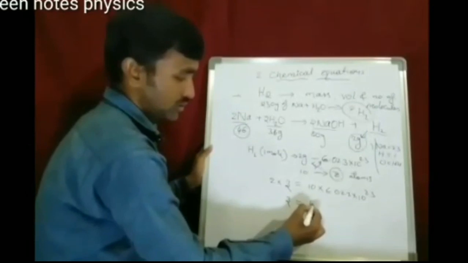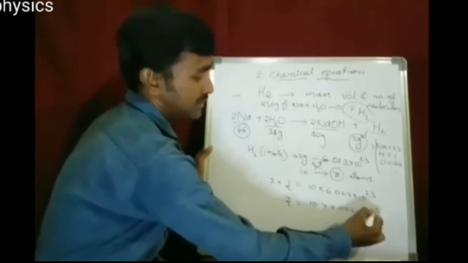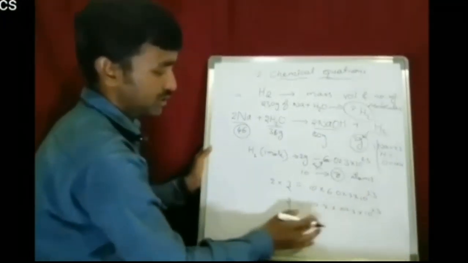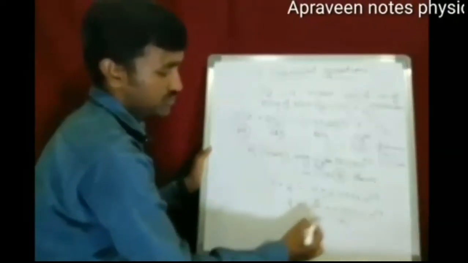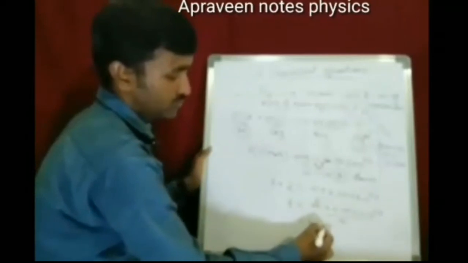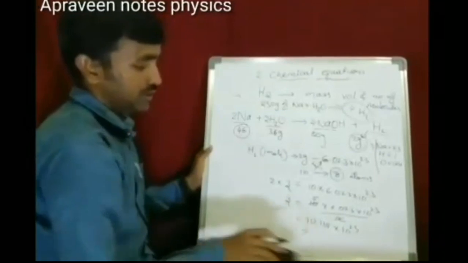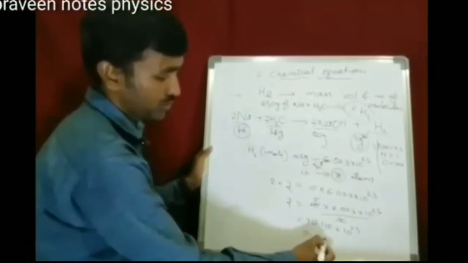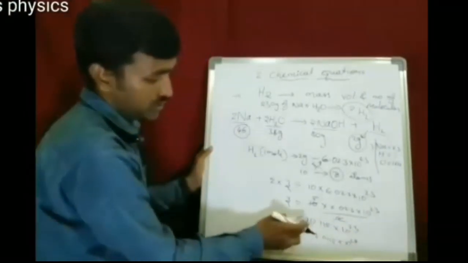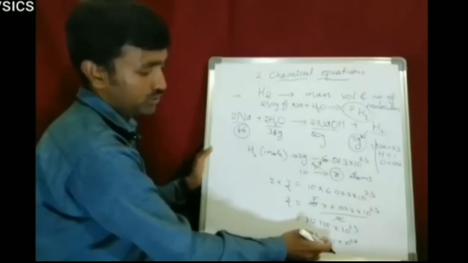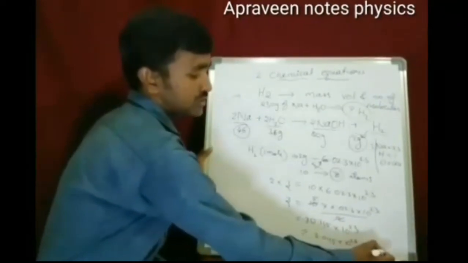Z equals 10 into 6.023 into 10 to the power of 23, divided by 2, cancel. So 5 6s are 30, 23 times 5 gives 115, so 30.115 into 10 to the power of 23. Then by transposing, you will get 3.0115 into 10 to the power of 24, because one decimal point moved to the left, so it is added to the power. So this is the number of atoms it consists of.